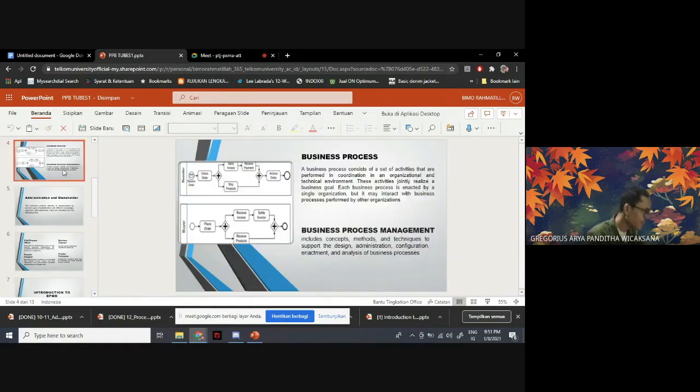Next. So yeah, this is the business process. The definition of business process I have already explained, and we also have business process management. Business process management includes concepts, methods, and techniques to support the design, administration, configuration, management, and analysis of business processes.